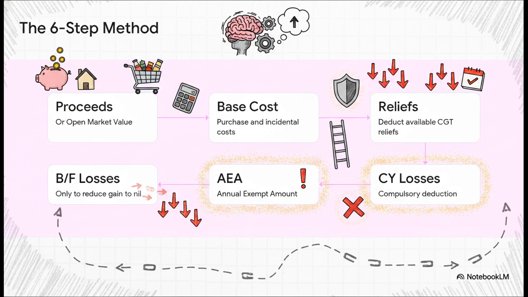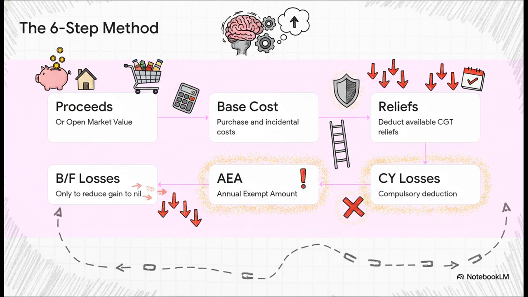Step 2, deduct your base cost. That's going to include your purchase price, plus incidental and enhancement expenditures. Step 3, deduct any available reliefs, like rollover or gift relief. Now, Step 4, deduct your current year capital losses. Listen to me carefully here. Step 4 is compulsory. You absolutely must use current year losses, even if it ends up wasting your exemption.